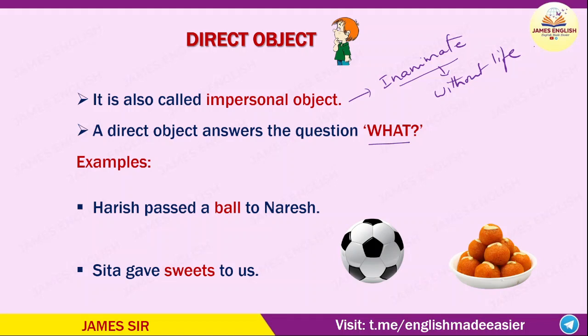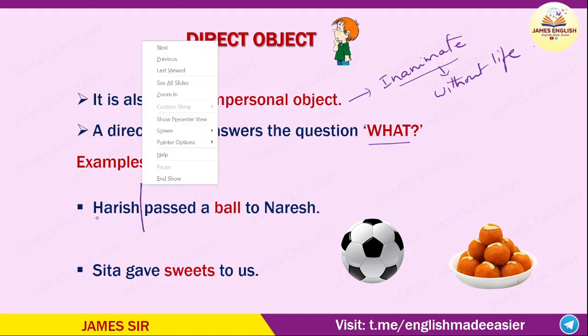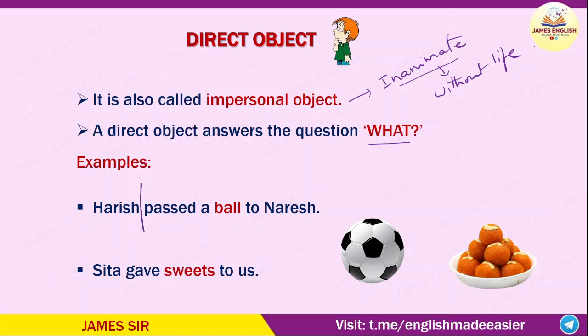Please read the example. Harish passed a ball to Naresh. What is the subject? Harish becomes the subject because we are talking about Harish. Then what is the predicate? Passed a ball to Naresh is called the predicate. Okay. Very good.